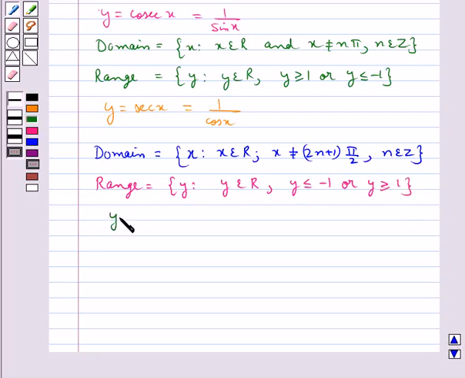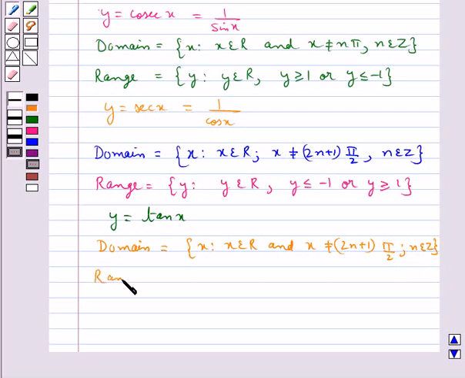Then we have function y equal to tan x. Domain of this function is the set x such that x belongs to R and x is not equal to (2n plus 1) multiplied by pi by 2, where again n belongs to Z, and range is the set of all real numbers.